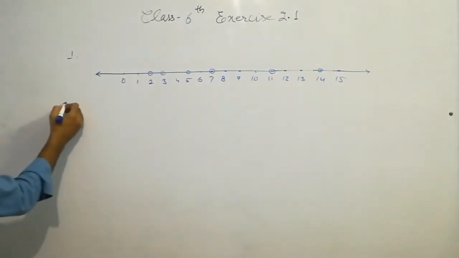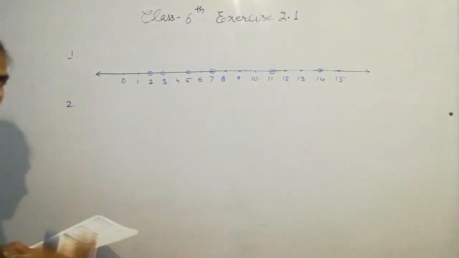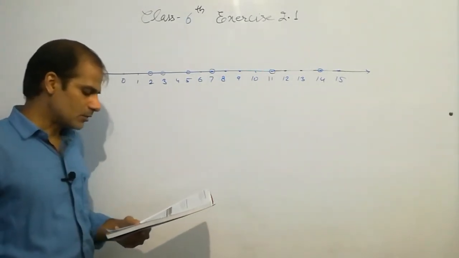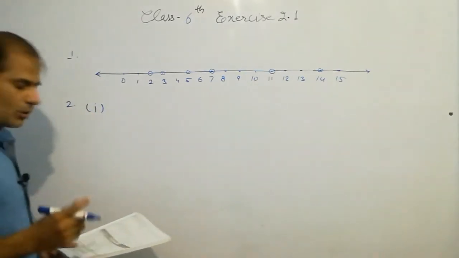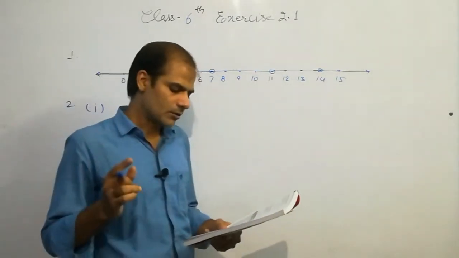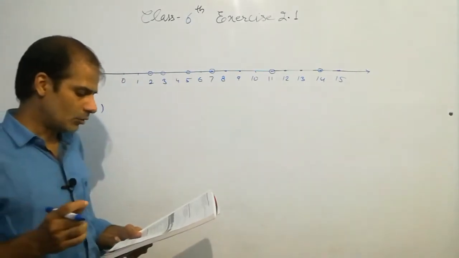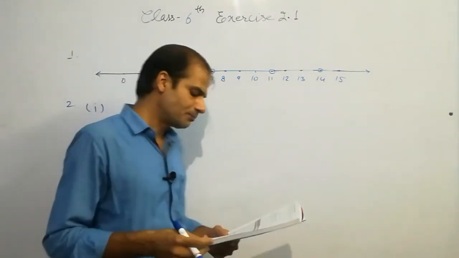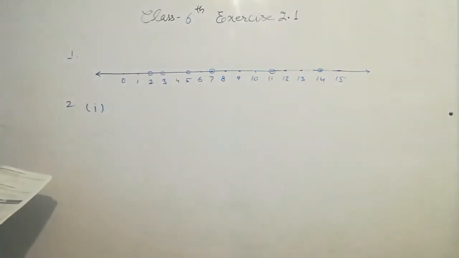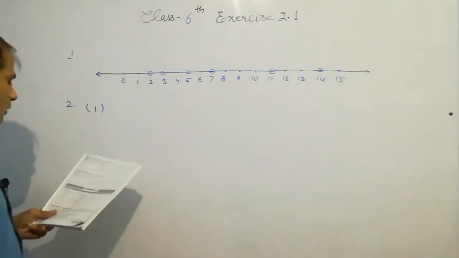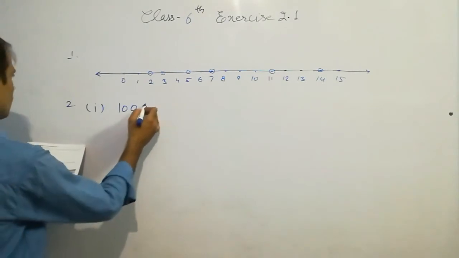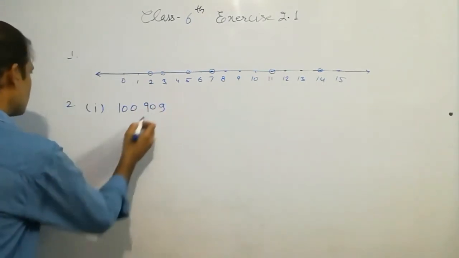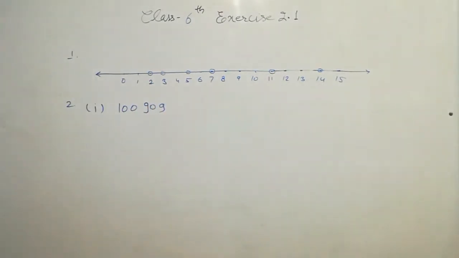And second question. Now remaining questions are important. Write the successor of each of the following numbers. Here I will solve first and second part. Now third part will be solved by you as a part of your homework. It is 1,909 and find the successor.